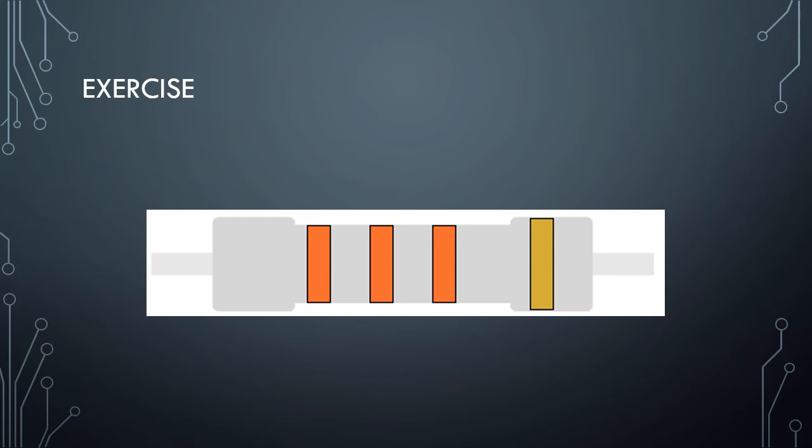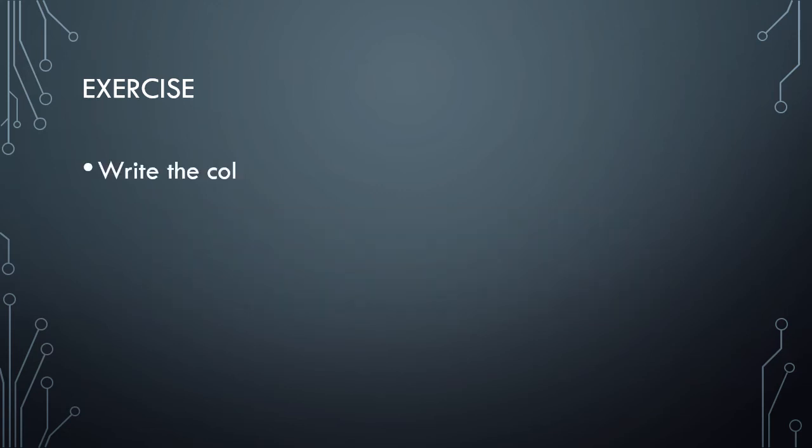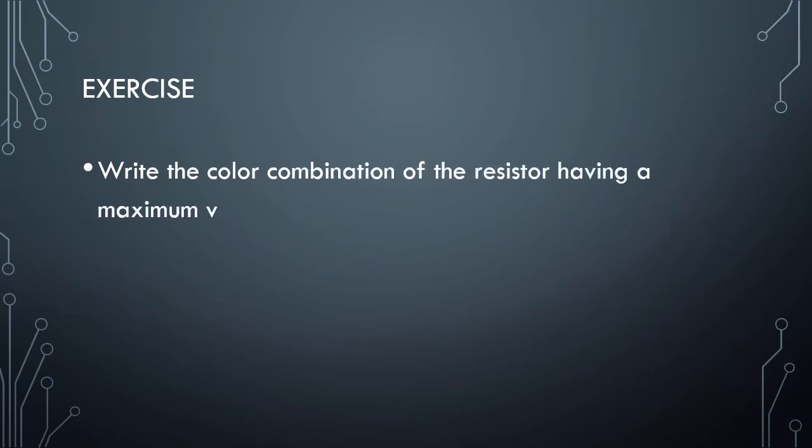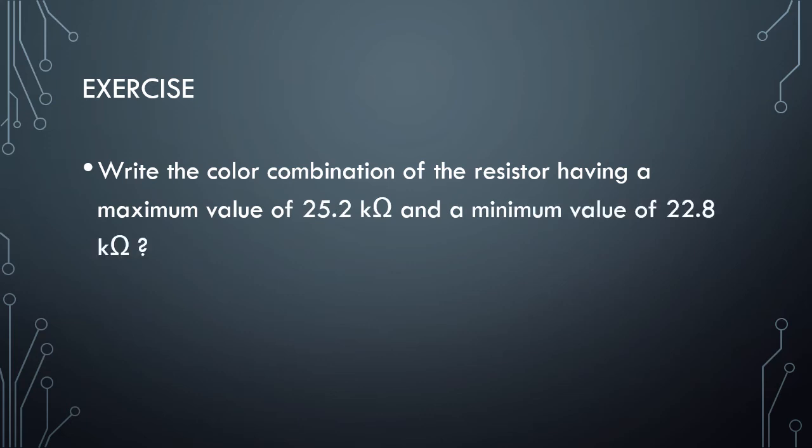Okay, next. For a challenging question, you need to write the color combination of the resistor having a maximum value of 25.2 kilo ohms and a minimum value of 22.8 kilo ohms. So you need to find the color combination given only the maximum and the minimum value of the resistors. So have fun doing math.